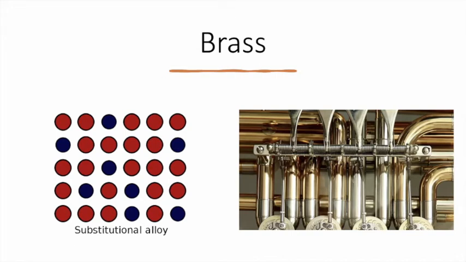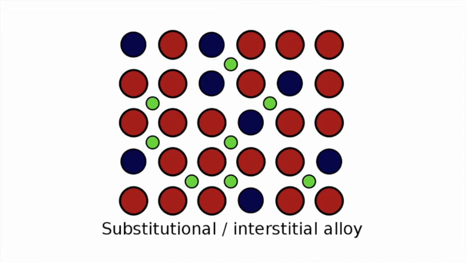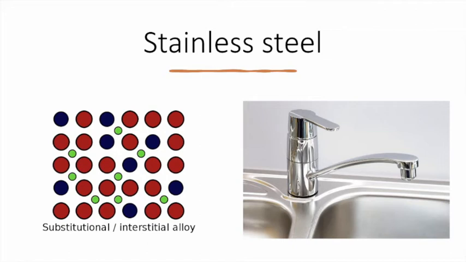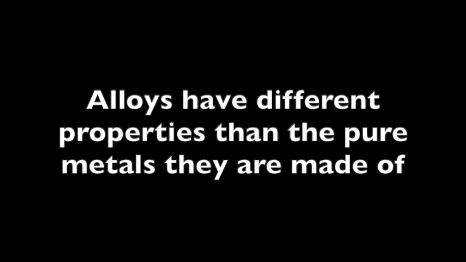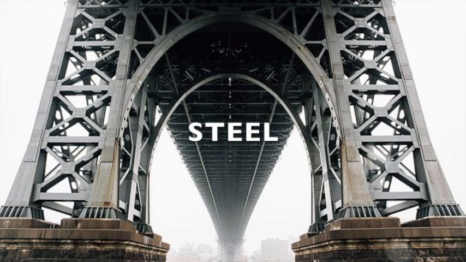It's also possible to have an alloy that's both substitutional and interstitial. Stainless steel is one example. The carbon atoms fit into the spaces between the iron atoms, which make up the bulk of the lattice. However, some of the iron atoms have been replaced with nickel and chromium. Alloys have different properties than the pure metals they're made of. For example, steel is stronger than iron. It also doesn't rust the way iron does.